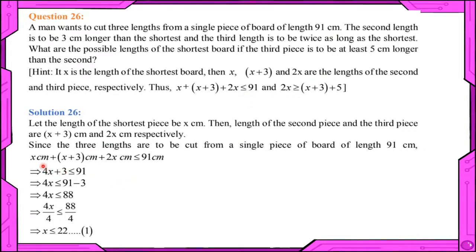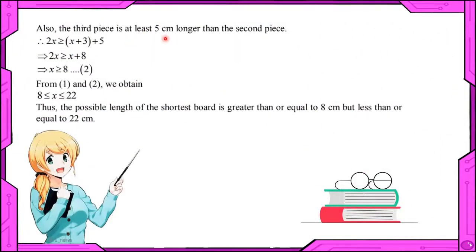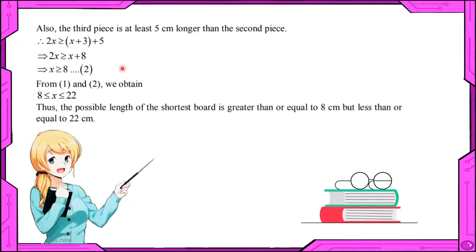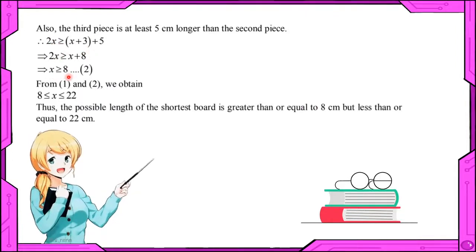Now let's solve this. x plus x plus 3 plus 2x is less than or equal to 91. Solve it. What are we getting? x is less than or equal to 22. Let it be equation 1. Then also the third piece is at least 5 centimeters longer than the second piece, so let's use the second information now. 2x is greater than or equal to x plus 3 plus 5. Solve it. x is greater than or equal to 8.